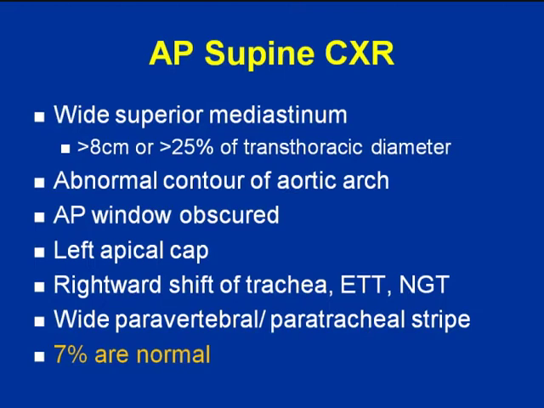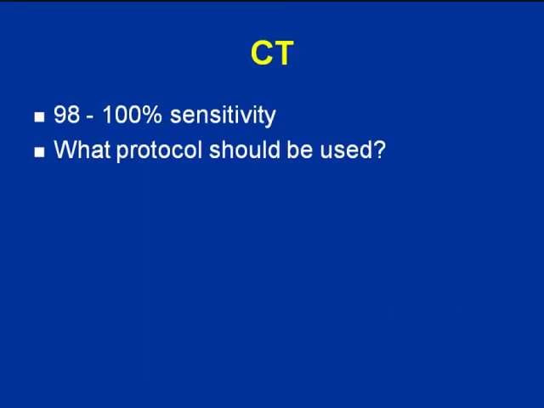It's very easy to see when there's an endotracheal tube in place or a nasogastric tube in place. Look at the paravertebral and paratracheal stripes. If these are wide, again, this is an injury that you should suspect. The scary thing is, in these patients, I've already told you that very few of them make it to the hospital, and if they're not treated rapidly, this is a very fatal injury. In fact, 7% of patients have a normal chest radiograph. CT is really the imaging modality of choice to make this diagnosis with a 98 to 100% sensitivity.